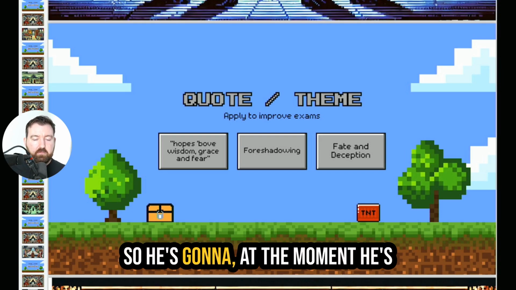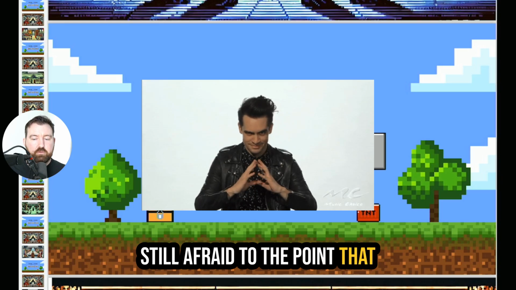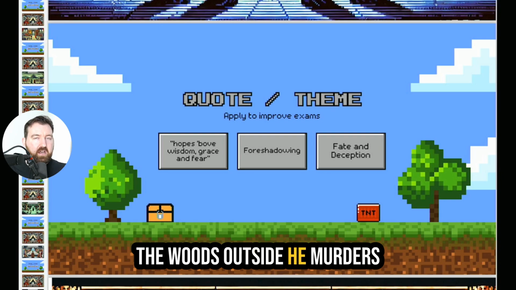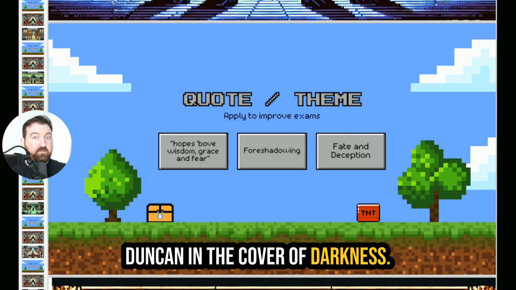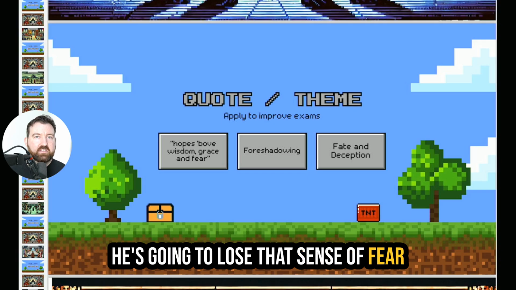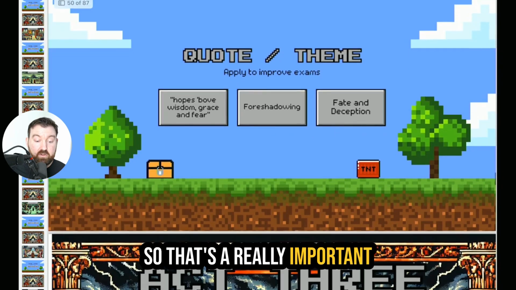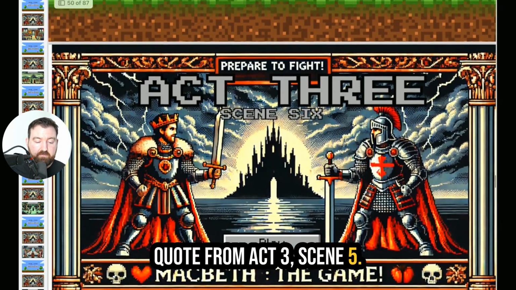At the moment, he's still afraid to the point that he murders Banquo in secret in the woods outside. He murders Duncan in the cover of darkness. He's going to lose that sense of fear, and eventually he's going to start murdering people in broad daylight. So that's a really important quote from Act 3, Scene 5.